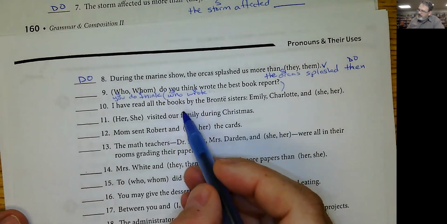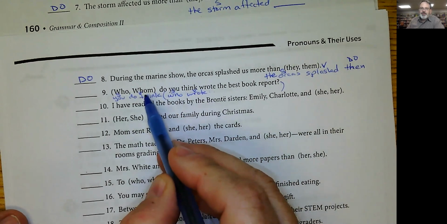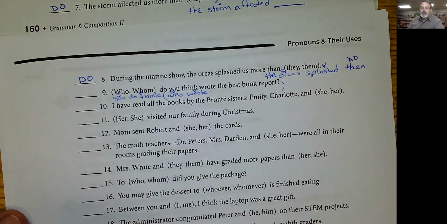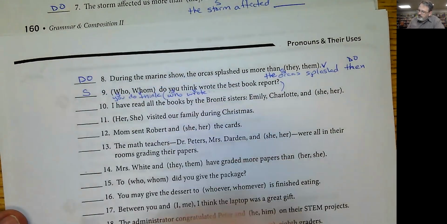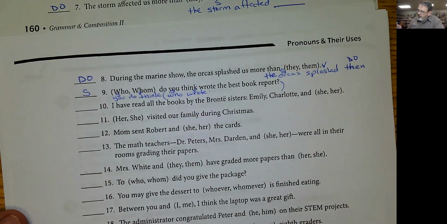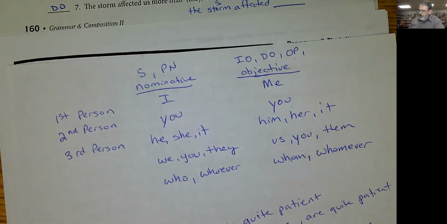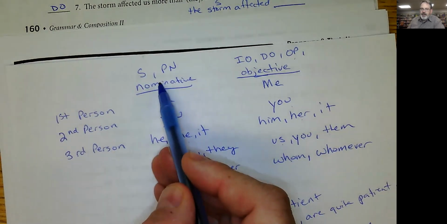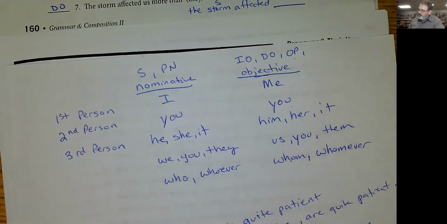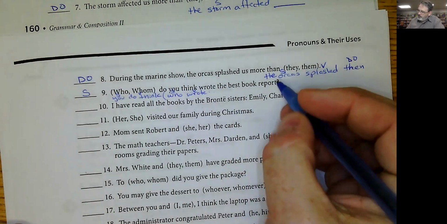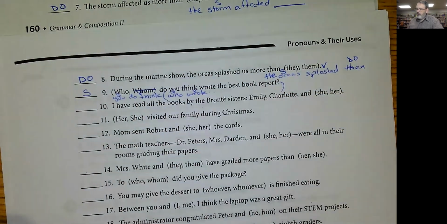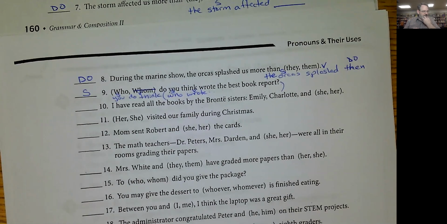So that means that while it's not the subject of the sentence, it is the subject of the clause. So it's functioning as a subject. Therefore, it has to be nominative case. And who is the nominative case one? Whom is objective. So we're going to cross out whom. Hopefully that made sense to you.